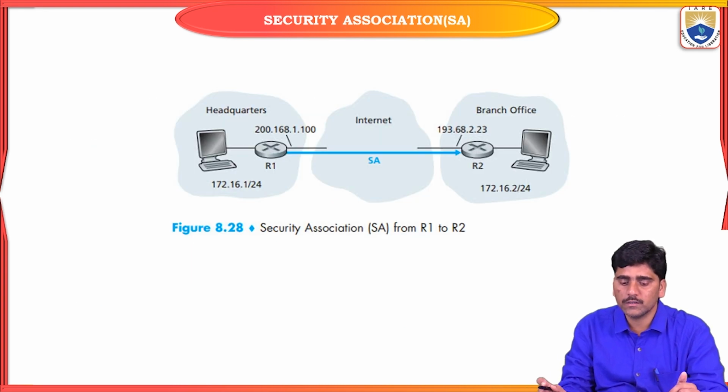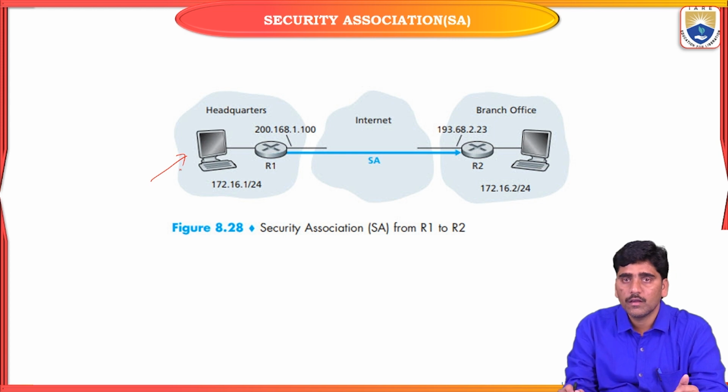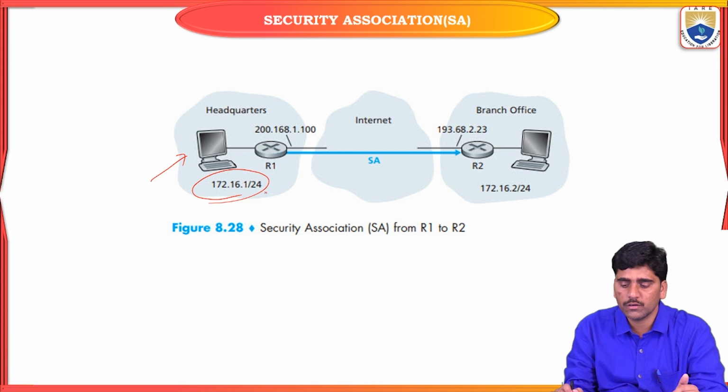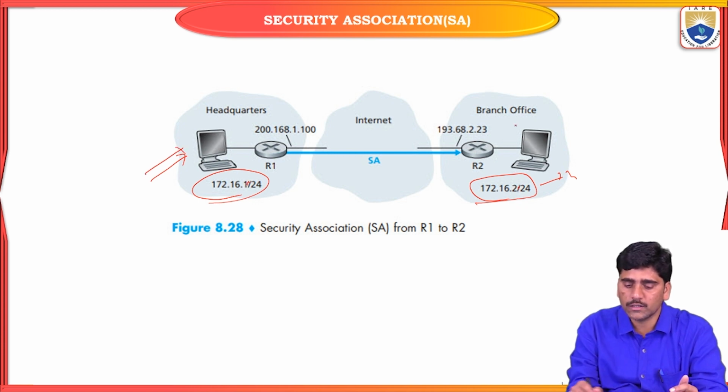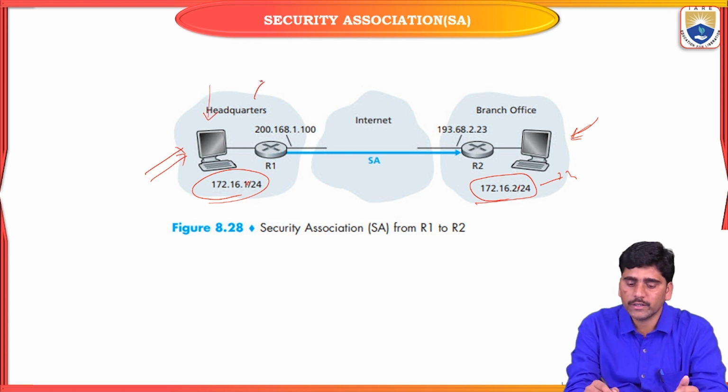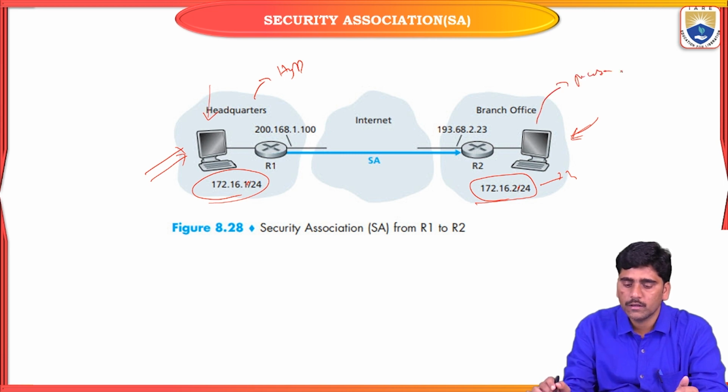Here you can see this is the source system, which has the IP address 172.16.1.24, and this is the second host, which has the IP address 172.16.2.24. This is the source or sender, and this is the receiver and destination. One is a headquarters located at Hyderabad, and the other is a remote branch office located at Mumbai. They want to communicate securely.